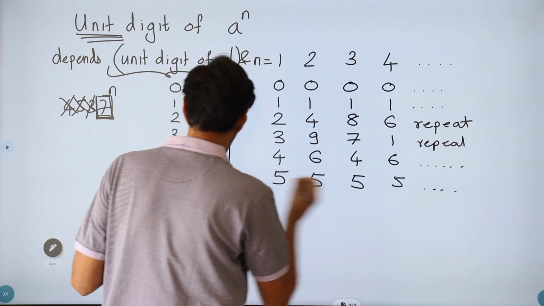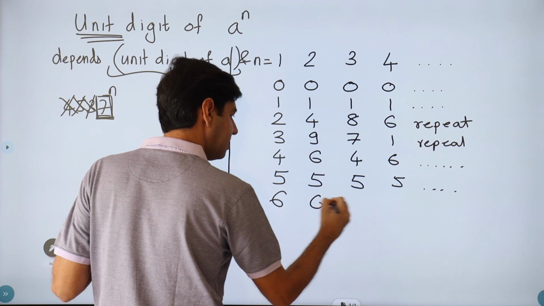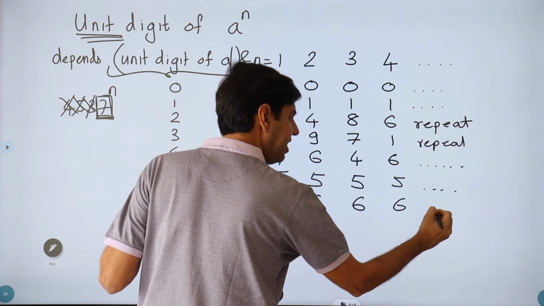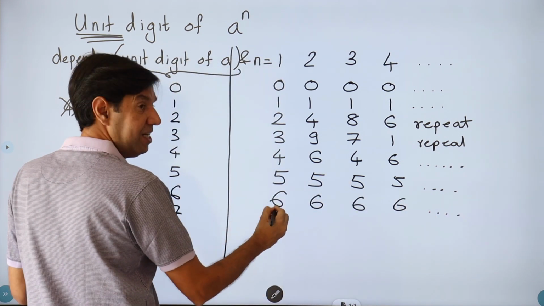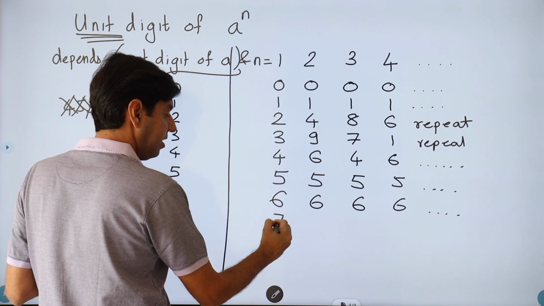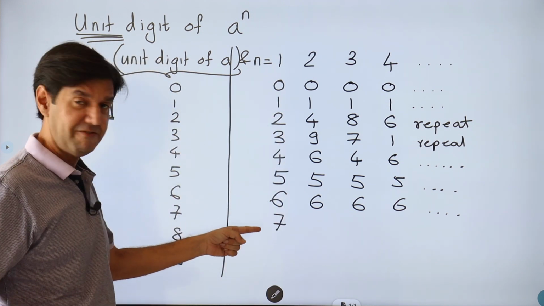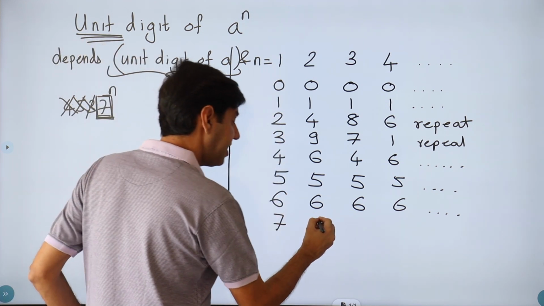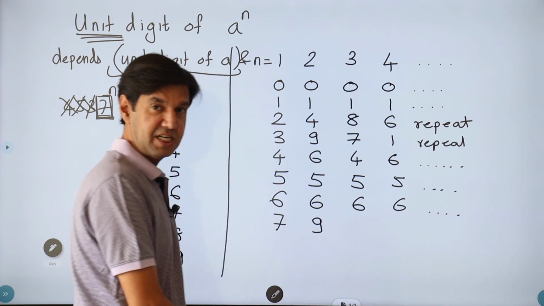Always it's a 5. For 6 it's always a 6. So quite a few of them are very easy also here. For 7 is a little unusual. It's same as 2 and 3. So 7 square is 49. Focus only on the unit digit, 9.